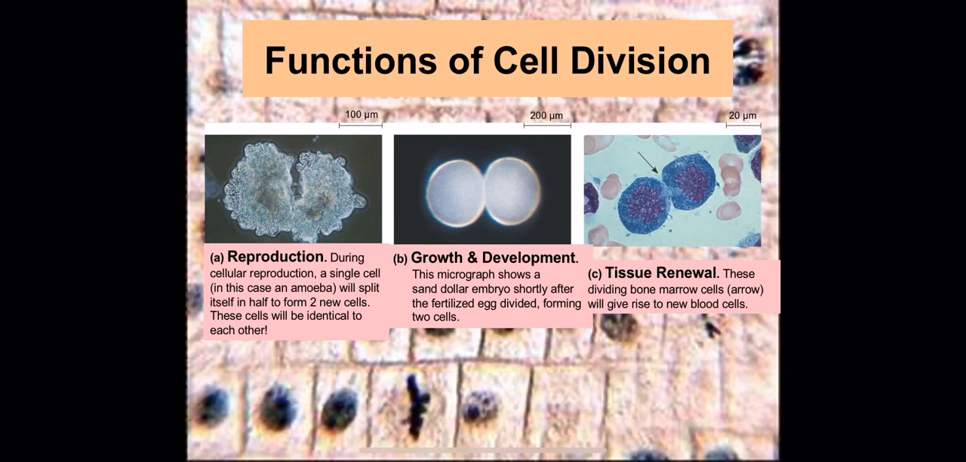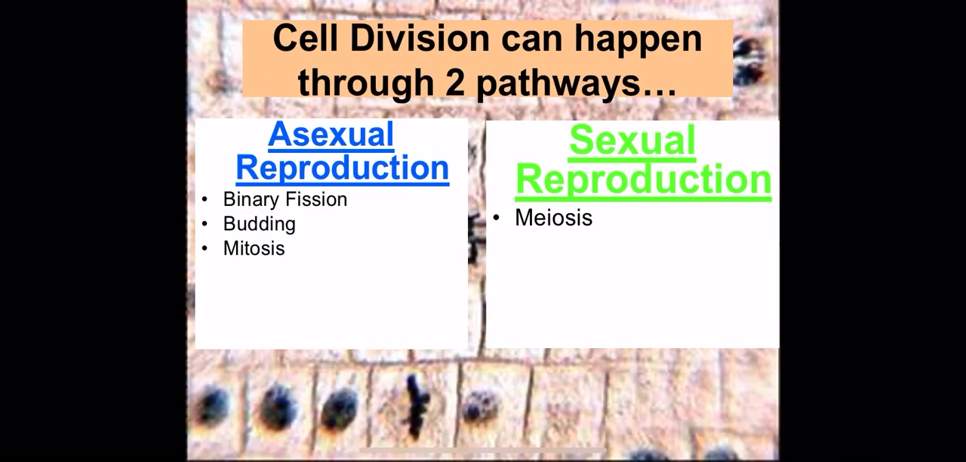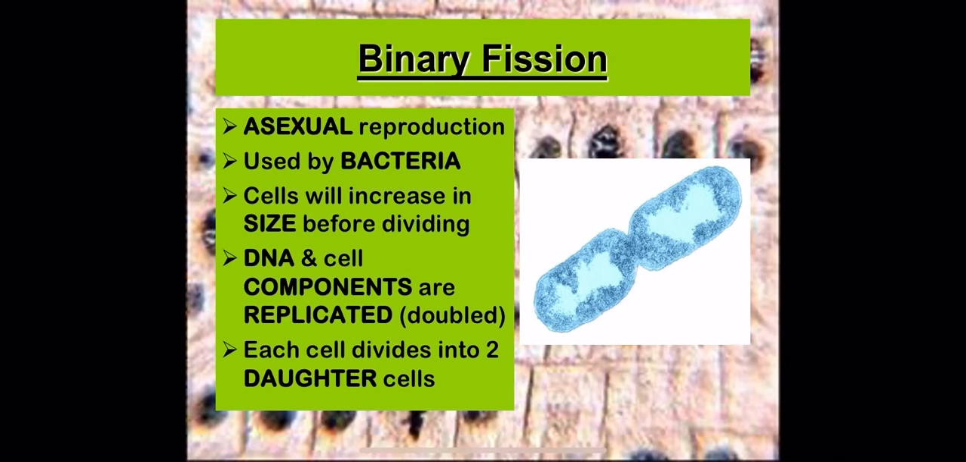So your functions of cell division, again, can be for reproductive purposes, growth and development, or the renewal of tissues that are dead or dying. Some different types of asexual reproduction: you have binary fission, budding, and mitosis. And then on the sexual side, we'll talk about that later, you have something called meiosis.